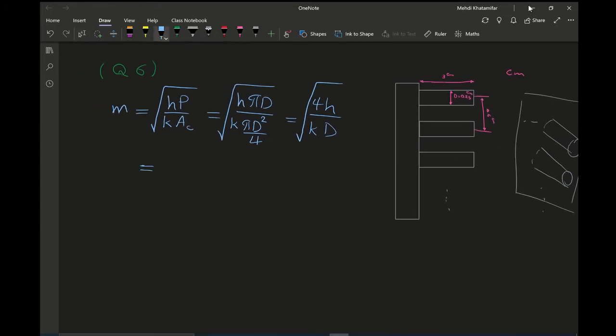So let's plug in the numbers. 4 times h, which was 35, divided by k, which is 237, times 0.0025 meter, which is going to be 15.37 meter to the power minus 1. So we found m.